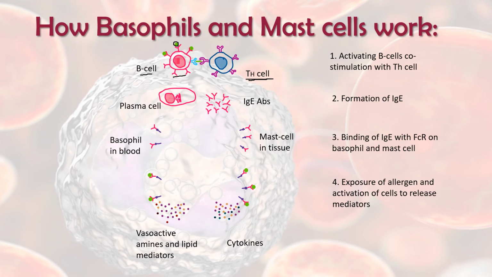As soon as the B cell activation takes place, it differentiates into a plasma cell. The plasma cell is going to produce the immunoglobulin E antibodies. So there is a lot of production of IgE antibodies.